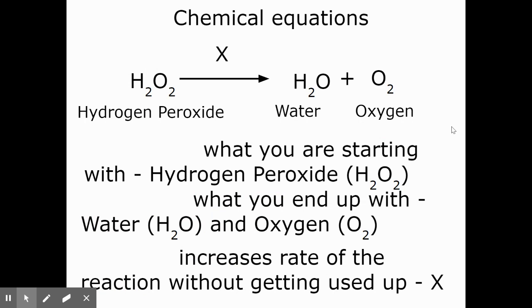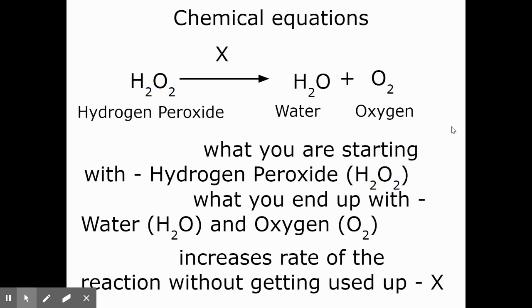All right, the last thing we're going to talk about a little bit today on this video is chemical equations. If you look at this equation, on the left we have H2O2, 2 hydrogens and 2 oxygens bonded together, which is hydrogen peroxide. You may know what peroxide is. You might have some in your medicine chest at home. We'll talk about the X in a second. The arrow means what we get if we break down hydrogen peroxide. The arrow means yield. It yields, or it gives us. H2O is water and O2 is oxygen.